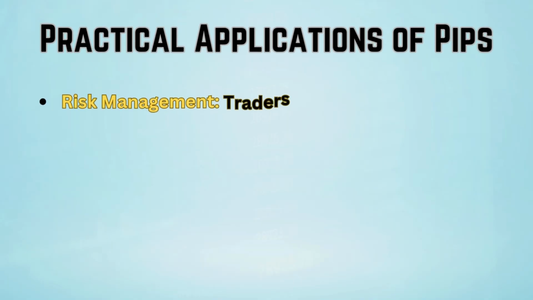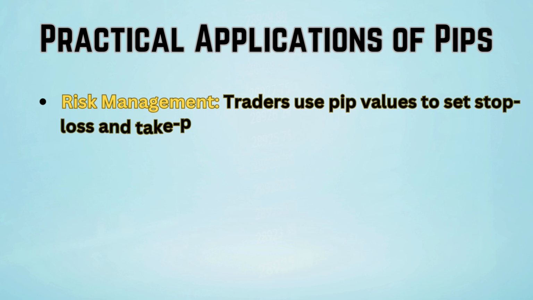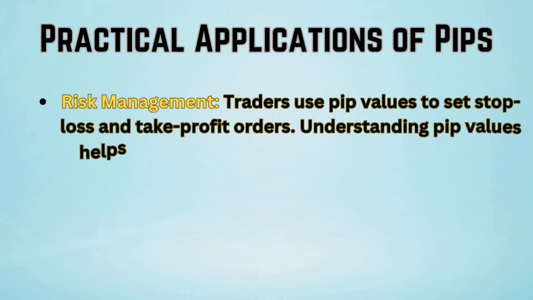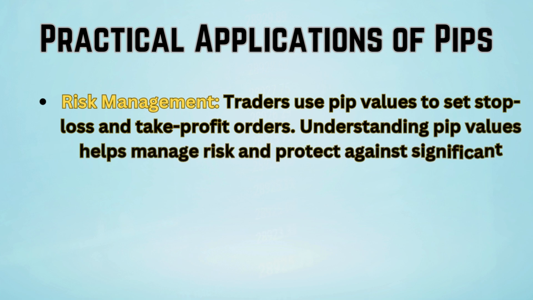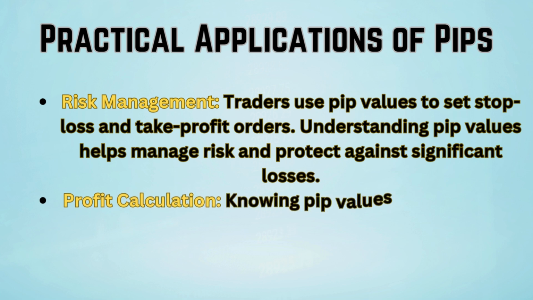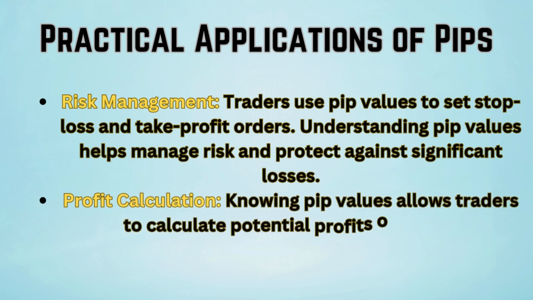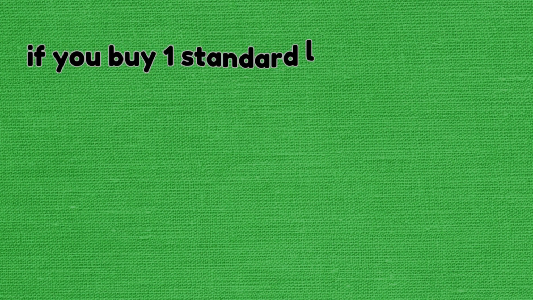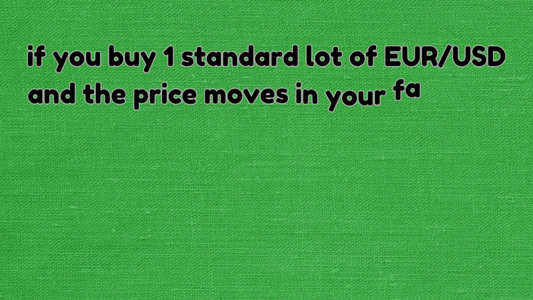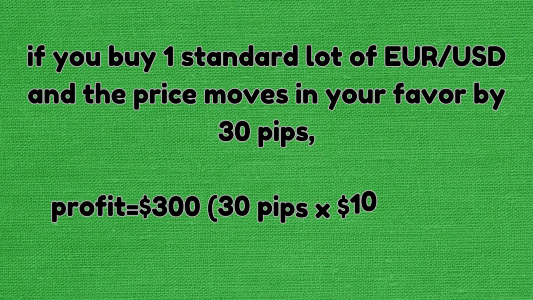Now for the practical applications of pips. The first thing is risk management. Traders use pip value to set stop loss and take profit orders. Understanding pip value helps manage risk and protect against significant losses. The next thing is profit calculation. Knowing pip value allows traders to calculate potential profits or losses. For instance, if you buy one standard lot of EUR/USD and the price moves in your favor by 30 pips, your profit will be approximately $300 US. That means 30 pips multiplied by $10 per pip.